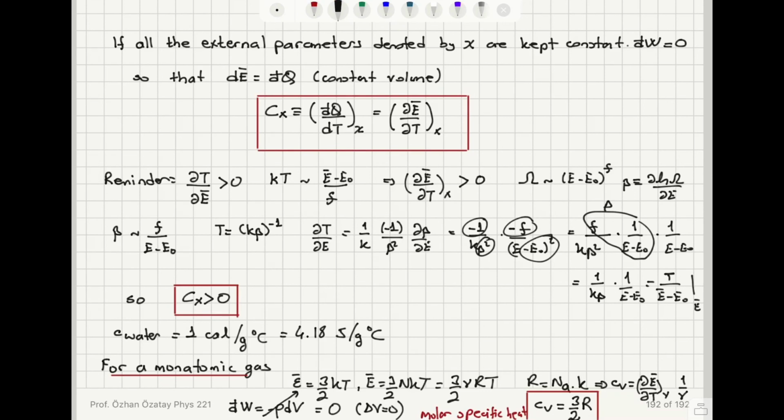Why? Because using the canonical distribution we found in the previous videos that ε̄ is 3/2 kT, the mean energy per molecule. The total mean energy was 3/2 NkT, with N being the number of moles times Avogadro's constant, so this N is Avogadro's constant times the number of moles. You can see that N_A times the Boltzmann constant is the universal gas constant, and therefore we have 3/2 νRT, and for molar specific heat we have 3/2 R as our result.